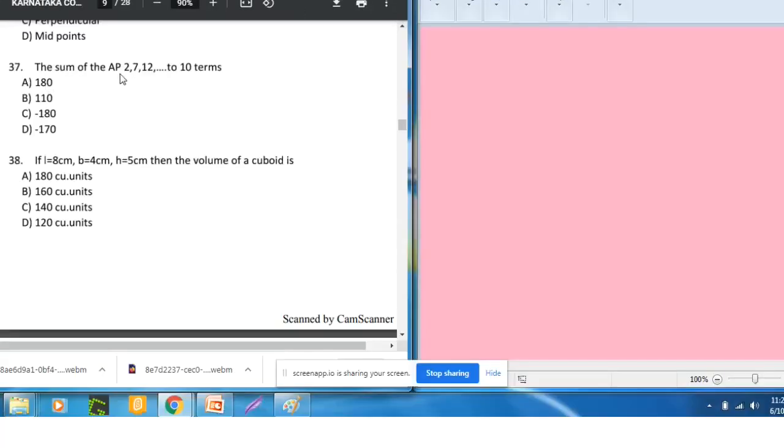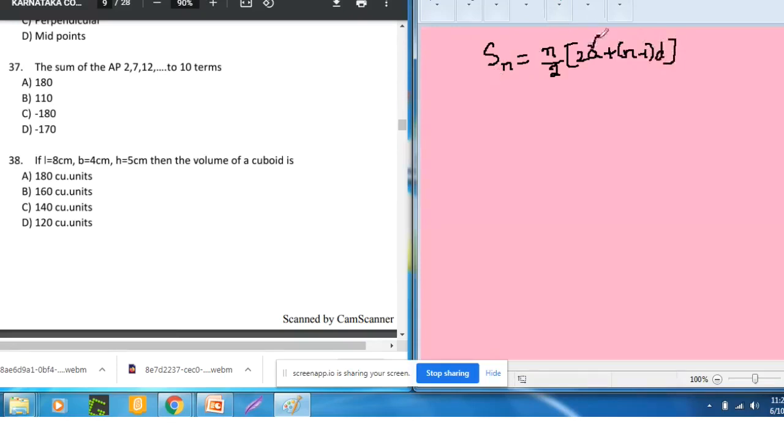37th question. The sum of the AP 2, 7, 12 till 10 terms is. We are going to find the sum of 10 terms. Formula to find sum to n terms is Sn equals n by 2 into (2a plus (n minus 1) into d), where n is the number of terms, a is the first term and d is the common difference. Let us replace the values here. S10, because they are asking to find the sum to 10 terms.